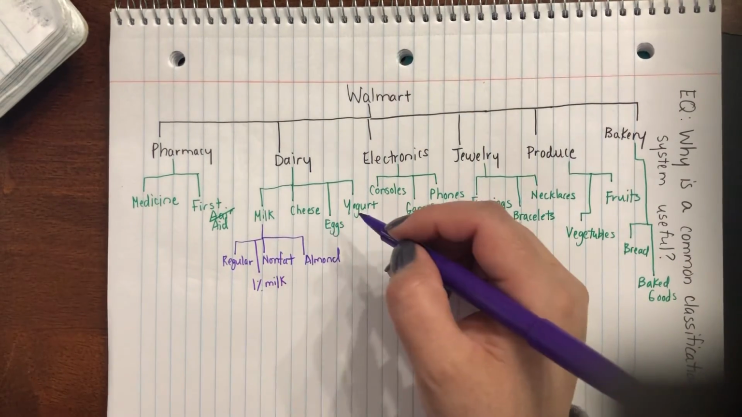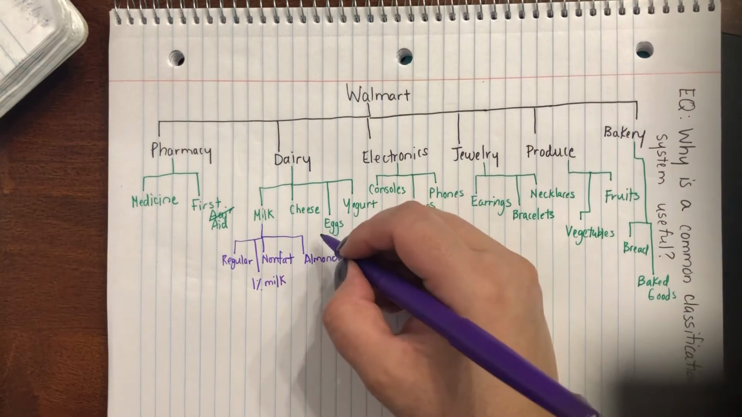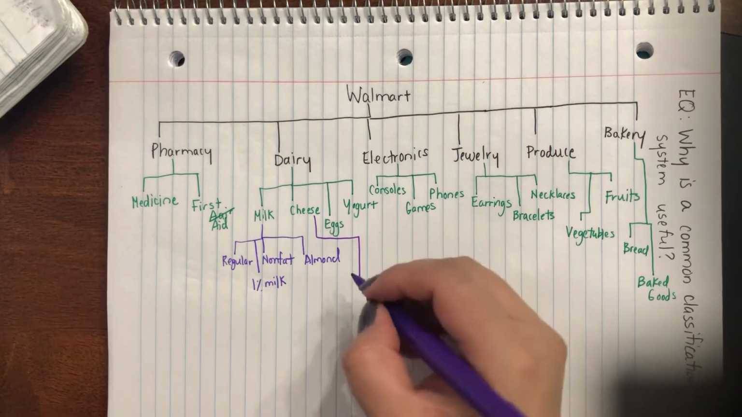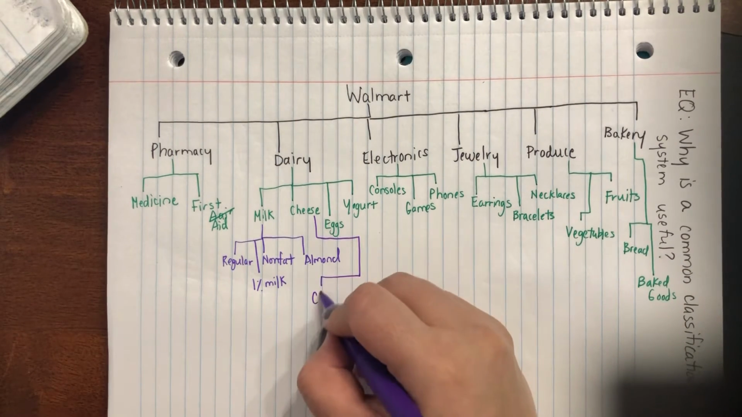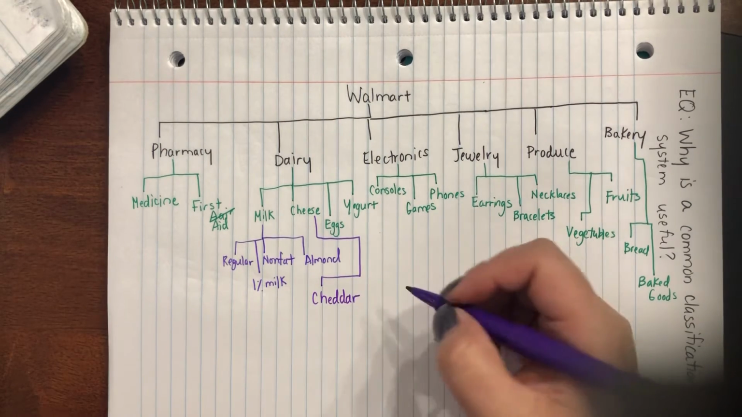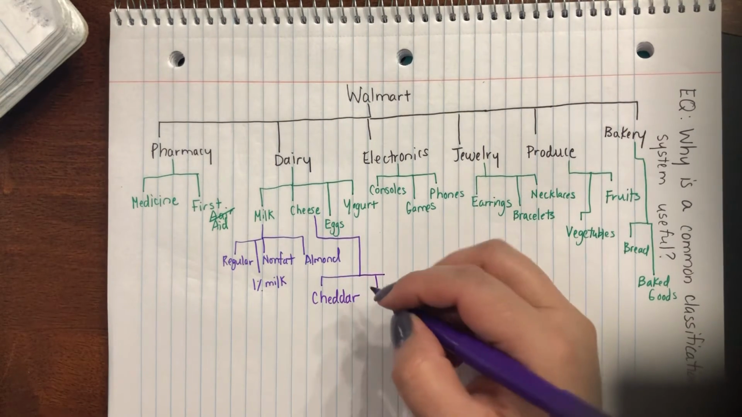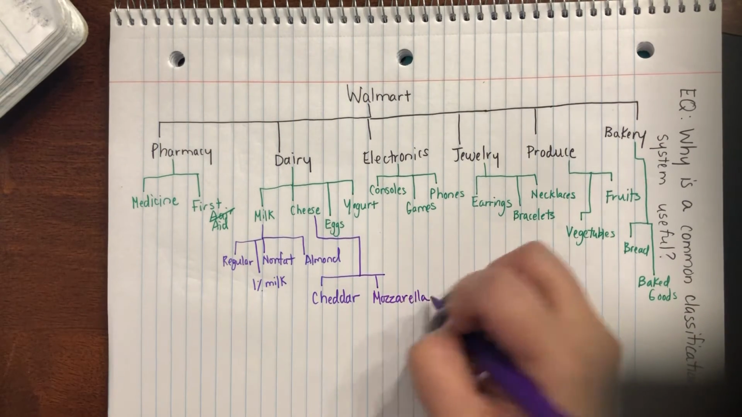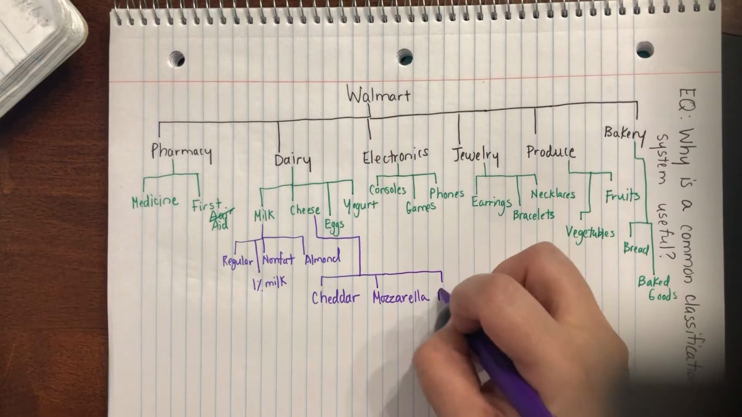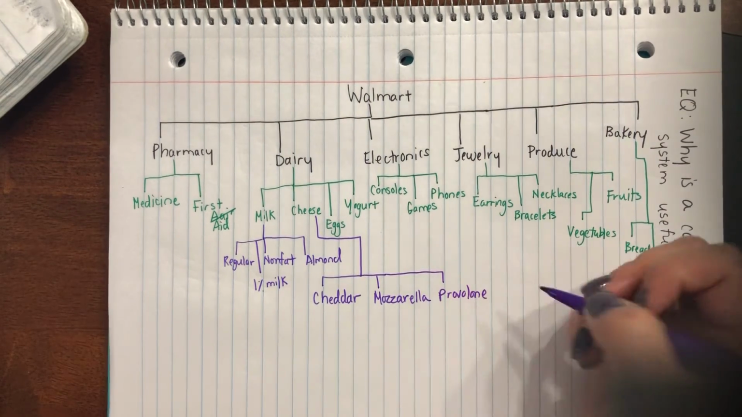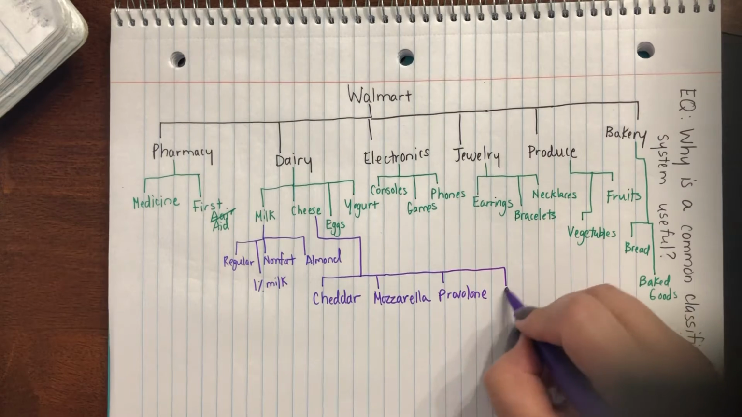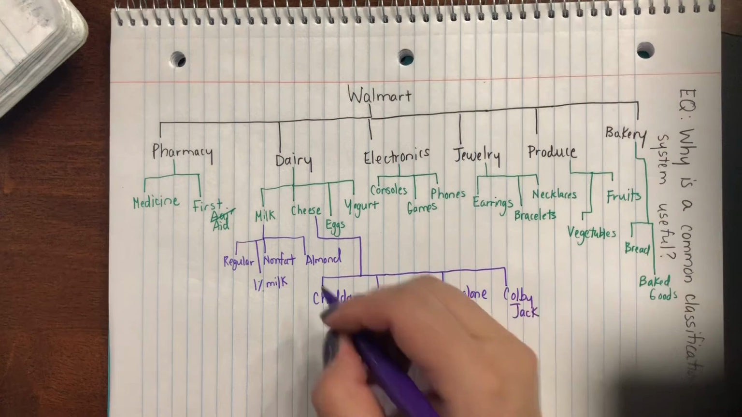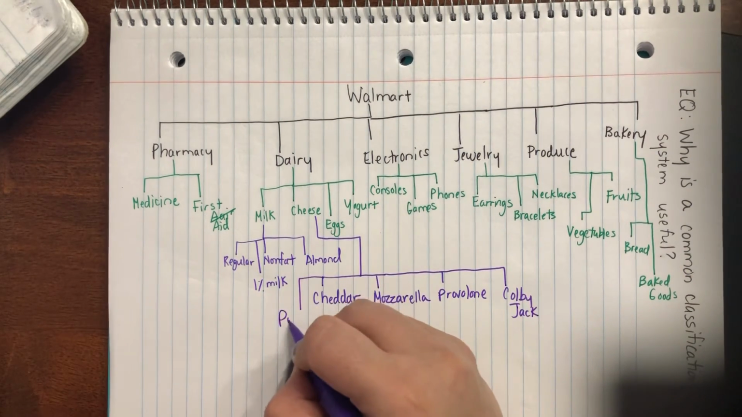If I break down cheese, and I'm going to run out of room here, so I'm definitely going to need more space. I can break down cheese, all kinds of cheese. They have cheddar. They have mozzarella. They have provolone. And this is just some of the cheeses. They have a lot, actually. They have Colby Jack. They have Parmesan.